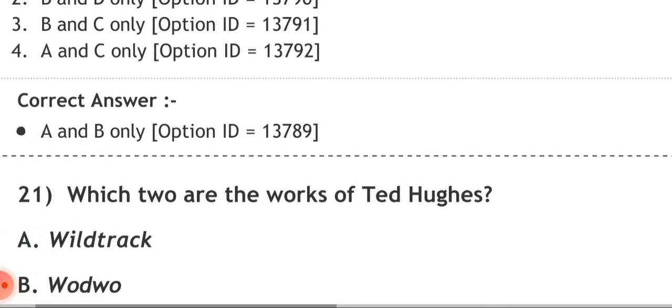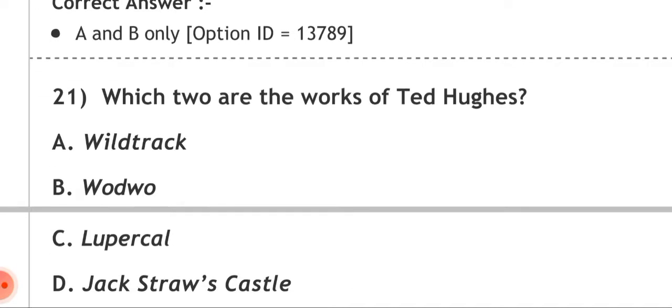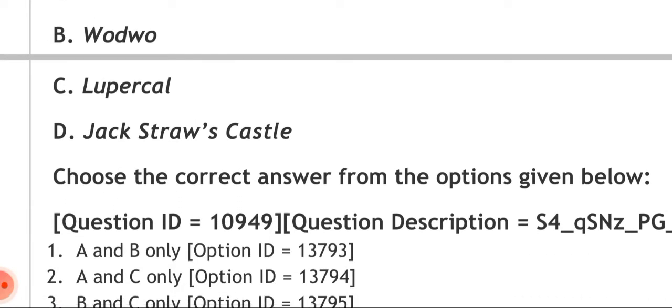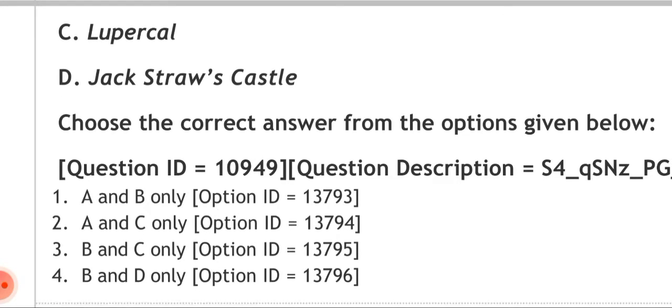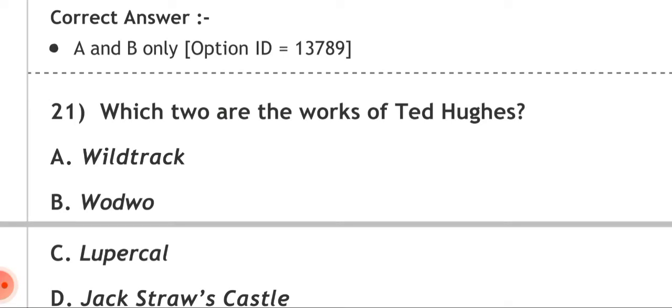Next question. Which two are the works of Ted Hughes? Number A saying Wild Track, number B saying Wodwo, number C saying Lupercal, number D saying Jack Straw's Castle. The correct answer we have to choose. Number 1 is saying A and B, number 2 is saying A and C, number 3 is saying B and C, number 4 is saying B and D. So the correct answer is A and B only. That means Wild Track and Wodwo, these are the two works written by Ted Hughes. If I'm wrong, I'm sorry.